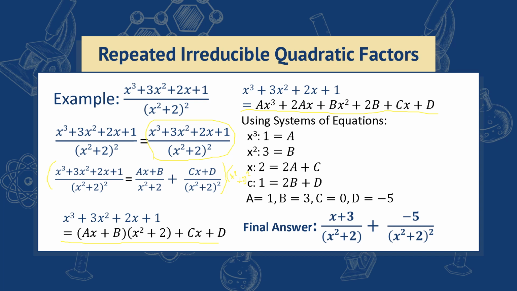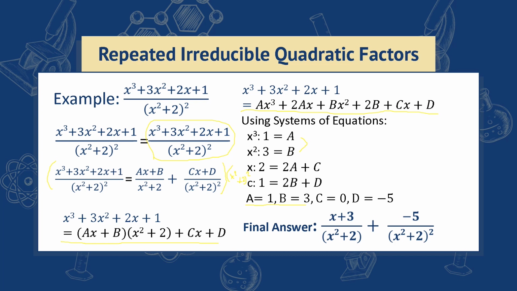So, using system of equations, you would actually have 4 equations since we have x to the 0th power or the coefficients without an x, x to the 1st power, x to the 2nd power, and x to the 3rd power. So after equating each of their coefficients, we would have the 4 equations, which are 1 is equal to a, 3 is equal to b, 2 is equal to 2a plus c, and 1 is equal to 2b plus d. As you can see, the first 2 equations just give the values of a and b. So a is equal to 1 and b is equal to 3.